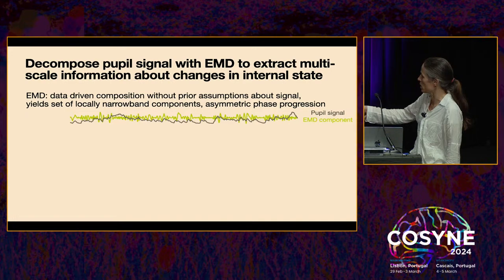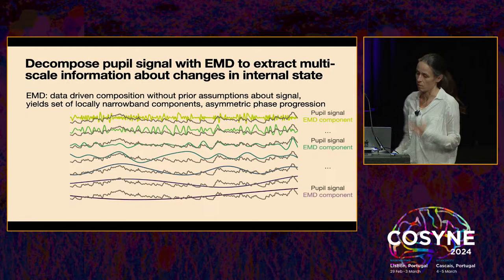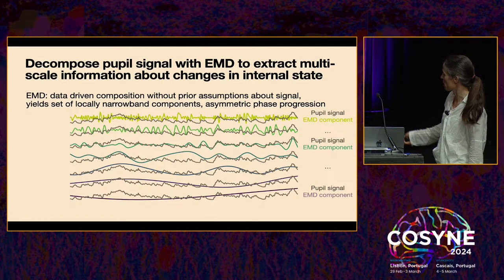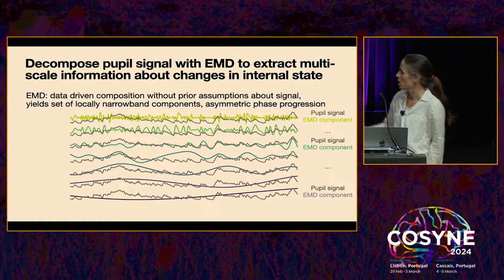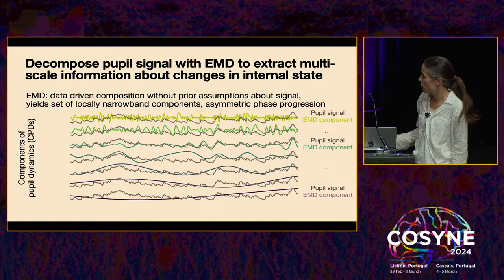The EMD now gives us a set of components, not only this very high frequency, but also other components with other frequencies. And hopefully you can appreciate, by comparing the original signal with these different components that we extract, that these components can capture different aspects of the signal. So while this high frequency component captured the very high frequency fluctuations, other components in the signal capture other frequencies, and these low frequency components, for example, capture the overall trends. All right, so from now on, I will refer to this set of components that we get from this decomposition as components of pupil dynamics, or CPDs.